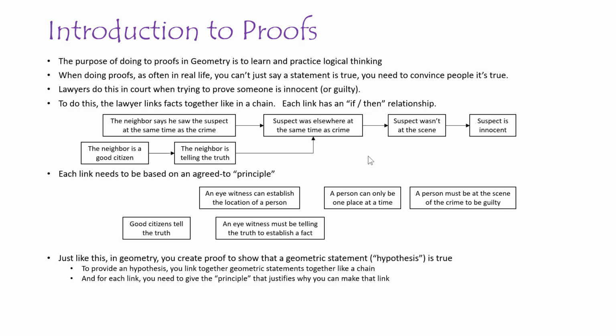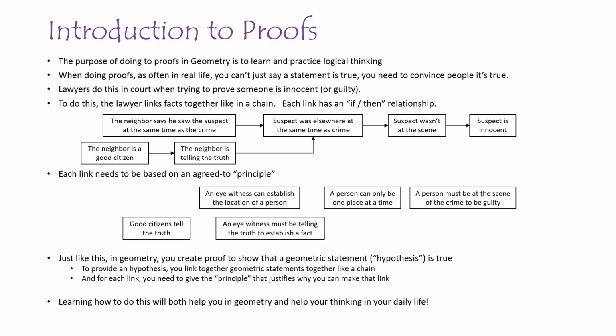When you create a proof, we're not trying to say if a suspect is innocent, we're just trying to prove geometric statements. And these geometric statements, by the way, are called a hypothesis. That means you don't know whether it's true or not, and you're going to try and prove it. And so to be able to prove a hypothesis, you need to link together geometric statements like a chain, just like above, and we're going to do this exact same kind of thing. And for each link, you need to give the geometric principle that justifies why you can make this link. And we're going to learn how to do this in the video.